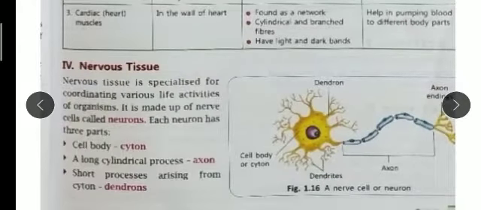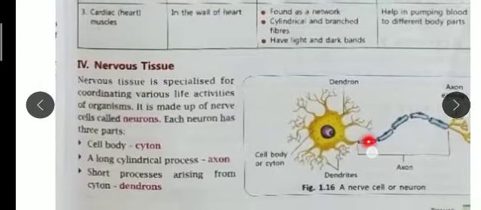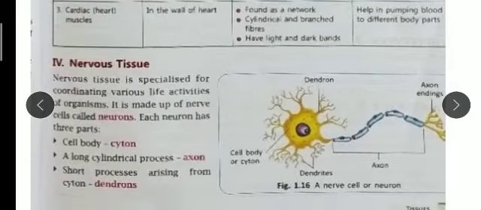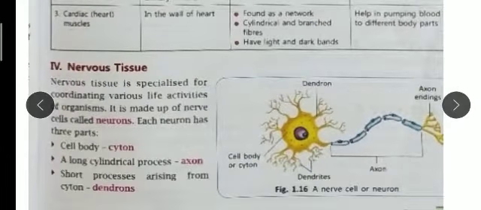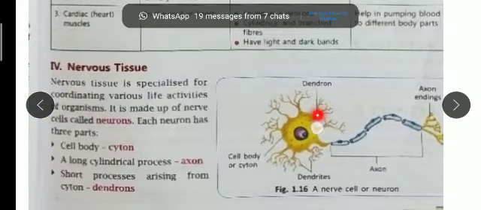Further, the second part is a long cylindrical process. You can see this blue long chain-like structure. This is called the axon. So the first part is the cyton, the second is the axon, and the third is the dendron or dendrites. These three are important. The dendrites are hair-like fine structures, branched ones, and they come from the dendron.